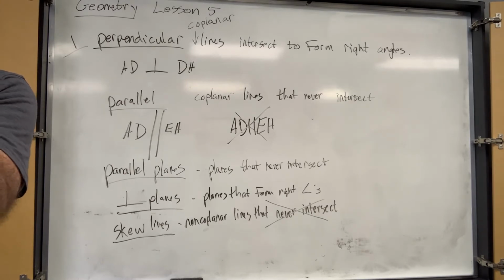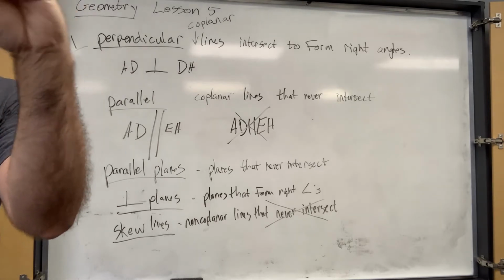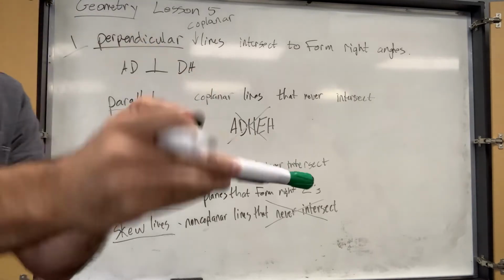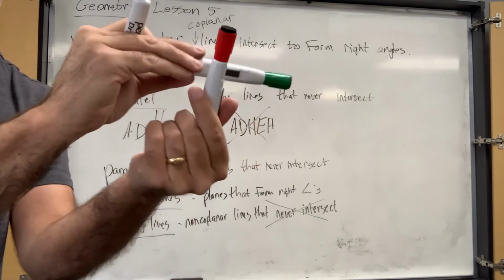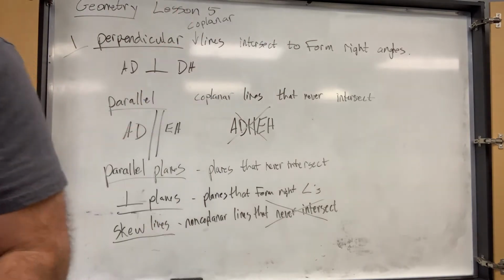And there's multiple ways to draw skew lines. Just don't do that, because look, they'll eventually intersect. Okay? Sorry, I didn't do that in front of the camera. Skew lines. Okay, got it.